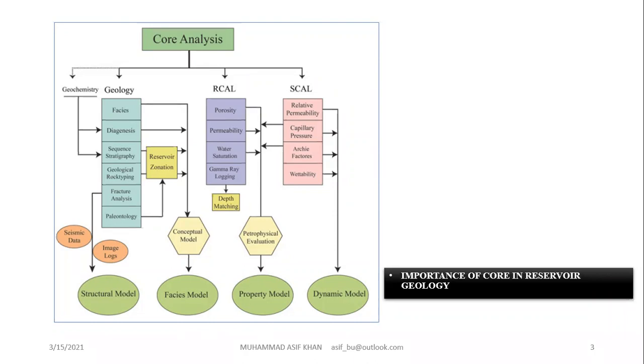Then sequence stratigraphy is very important. Whenever you look at the core, you need to identify the different cycles of sea level changes. Obviously, with the change of different patterns in the facies and different beds, they demarcate different boundaries. So you can get the overall idea about the sequence stratigraphy by describing the core. Then geological rock typing: based on a number of observations, you can identify the rock types as well.